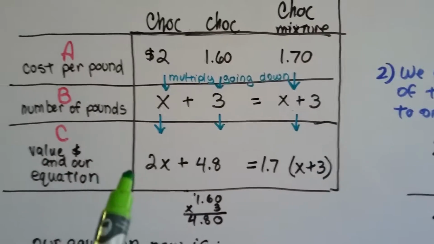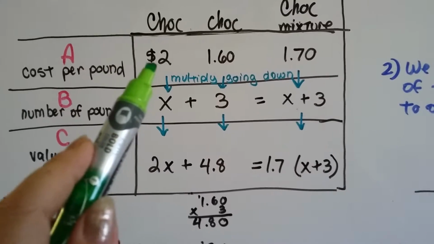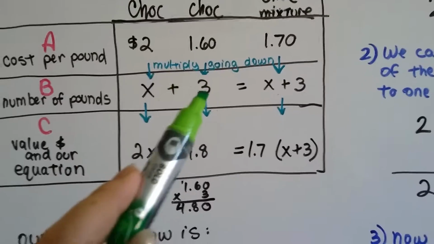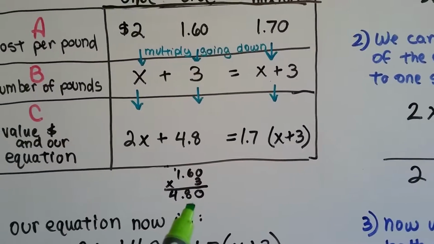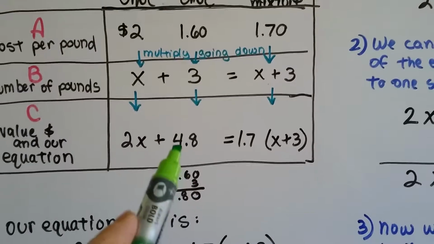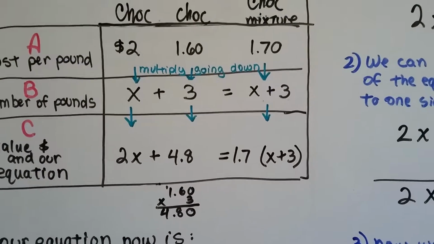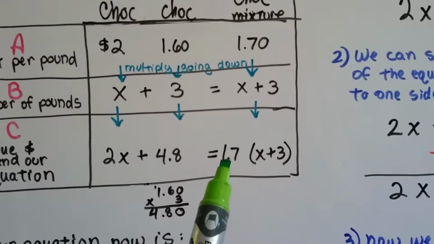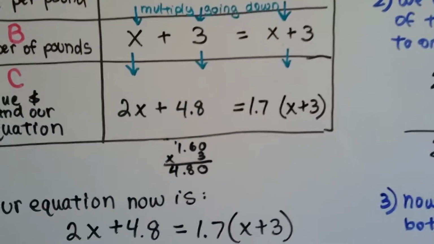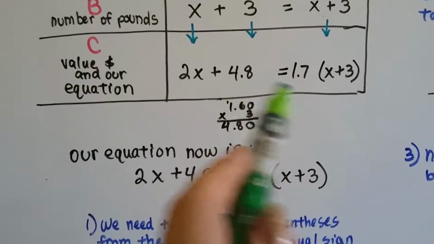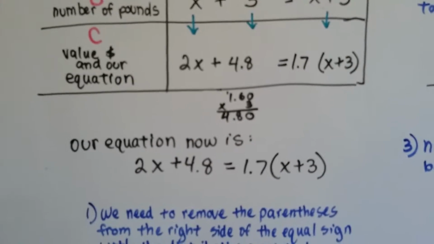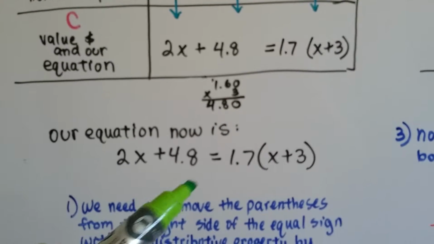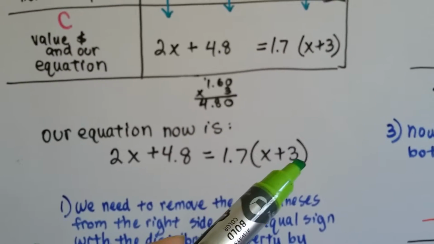Now we have our equation, because we've got 2 times x is 2x, and we're going to add that to $1.60 times 3, which comes out to $4.80. We don't need the 0, that's extra, so I'm just going to put 4.8 to make my math easier. And we've got $1.70 times x plus 3. I'm going to make it 1.7 times x plus 3 to make my math easier. You don't want to have to multiply another placeholder when it's just a 0. So now our equation is 2x plus 4.8 equals 1.7 times x plus 3.